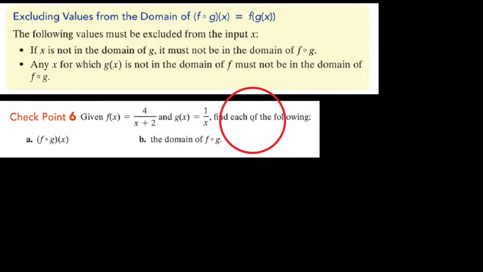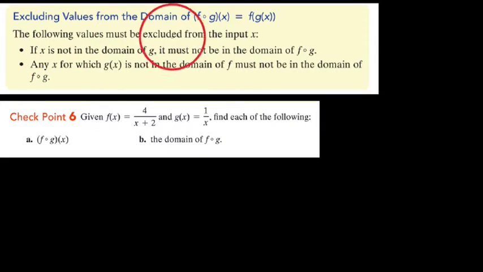Okay, YouTube, in our last video we discussed how to evaluate composite functions, that is plugging a function into another function. This video is basically an extension of the last one, in which we're going to talk about what values to exclude from the domain of a composite function, like f of g of x. What would its domain be?